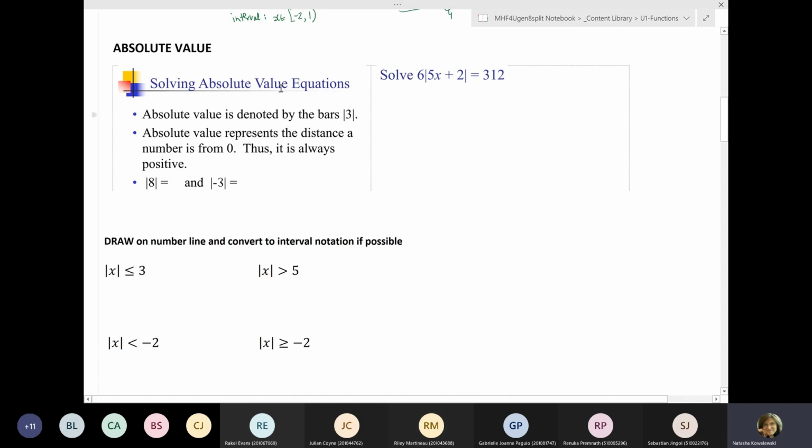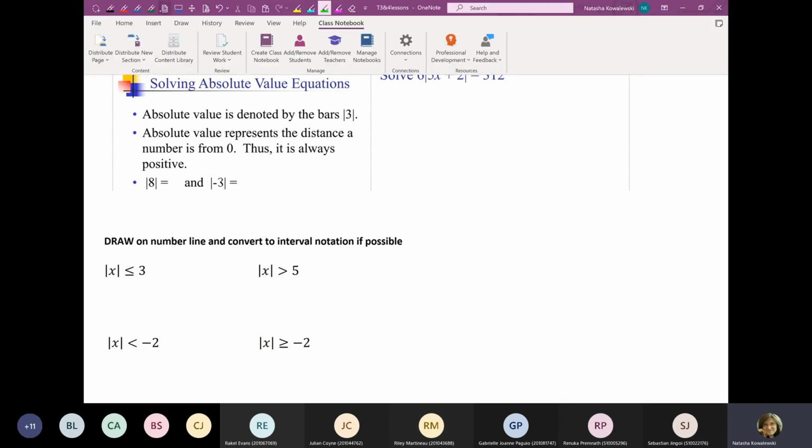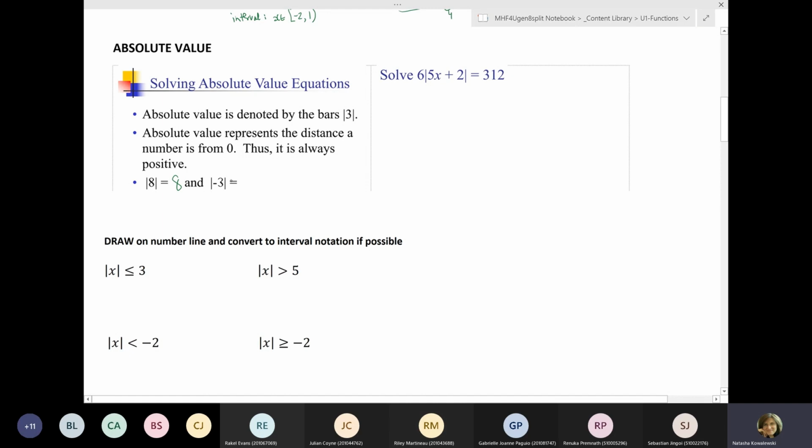All right, so solving an absolute value equation. Absolute value is denoted by the bars, and what it does, it represents the distance the number is from 0. So I know you've probably been told just ignore the negative. Well, absolute value of 8 would be just 8, and absolute value of -3 will be +3.